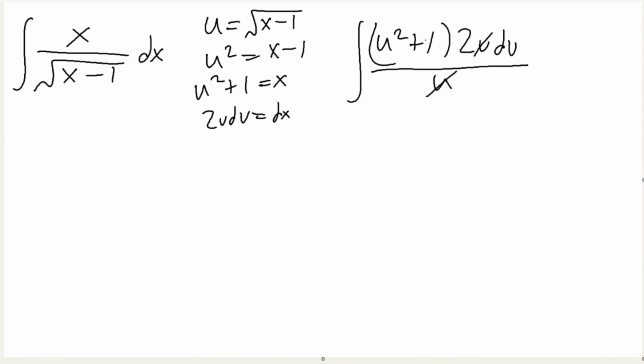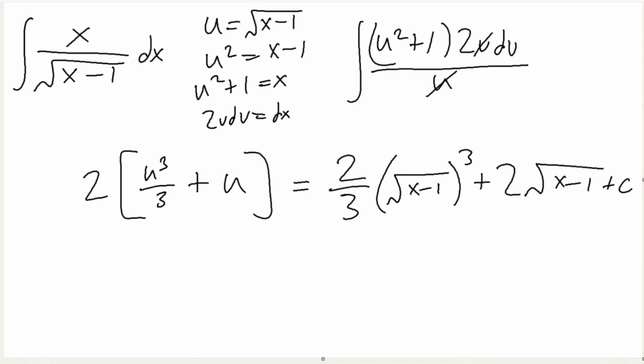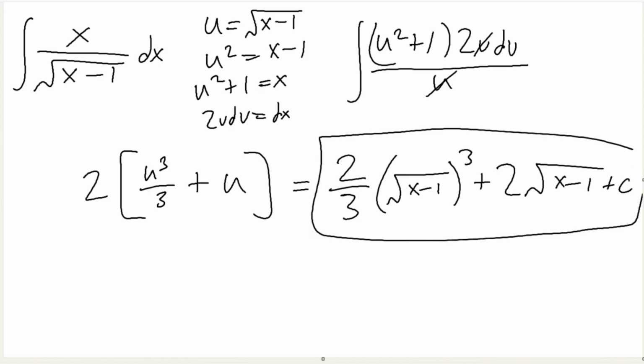So this is just integrating by the power rule. This is u cubed over 3 plus u. So now we have 2/3 of u, where u is the square root of x minus 1, plus 2u. And that's all we have to write. That's it. Very, very simple.